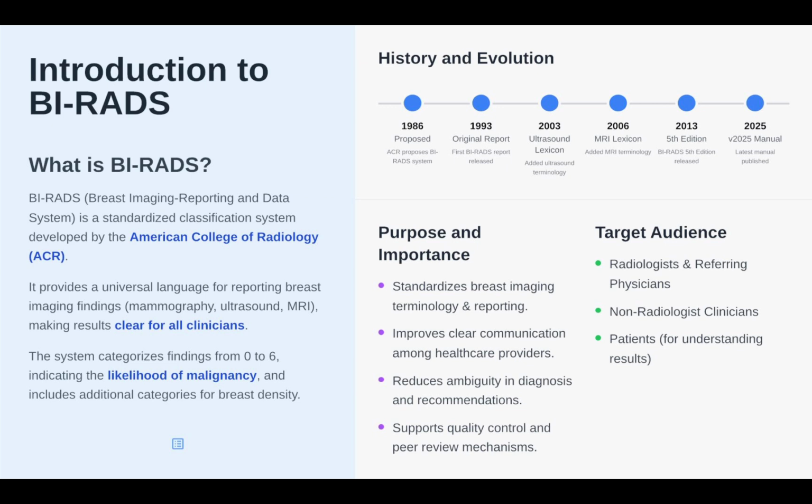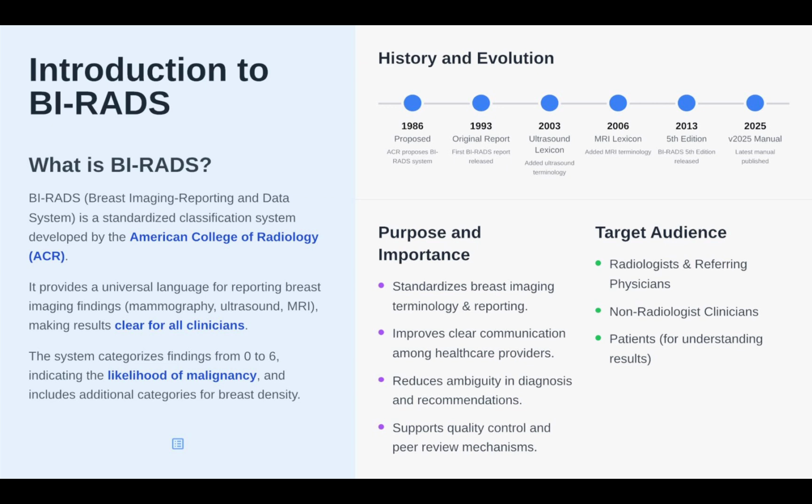Firstly, it standardizes terminology, eradicating ambiguity and fostering clearer communication among radiologists, referring clinicians, and other members of the healthcare team. This standardization reduces inter-observer variability and helps prevent misinterpretations. Secondly, it serves as a robust tool for outcomes monitoring and research, allowing for consistent data collection that informs clinical guidelines and advances our understanding of breast cancer.